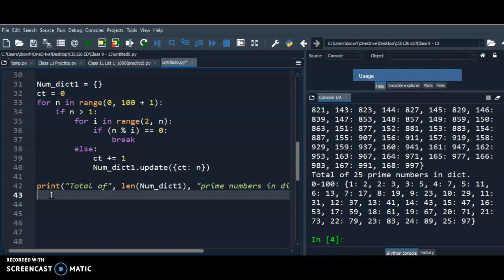Now for the other segments of hundreds, I'm just going to copy this first dictionary and for loops and change the numbers.